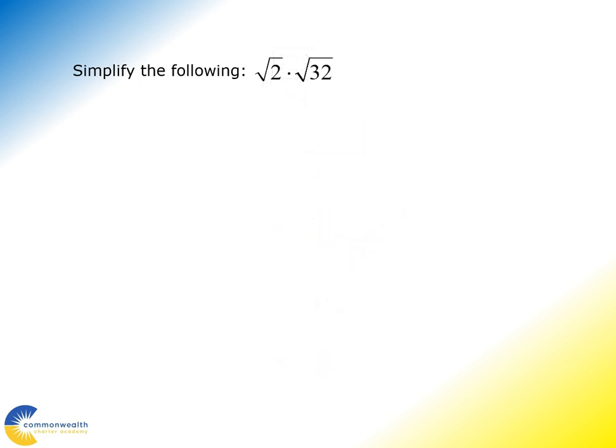Now try this one. Simplify the square root of 2 times the square root of 32. Well, 2 is not a perfect square. 32 is not a perfect square, although you could probably factor out some perfect squares from it. I decided to do this one by realizing that the square root of 2 times the square root of 32 is the same thing as the square root of 2 times 32. 2 times 32 is 64, so this becomes the square root of 64, and as a result, this becomes 8. So there are different ways to handle these.